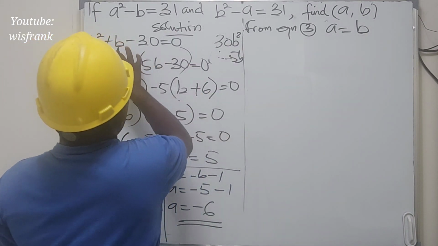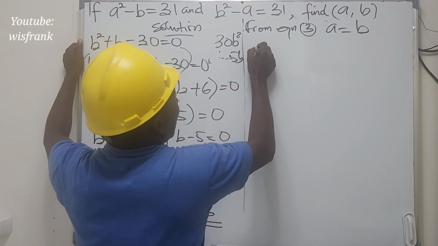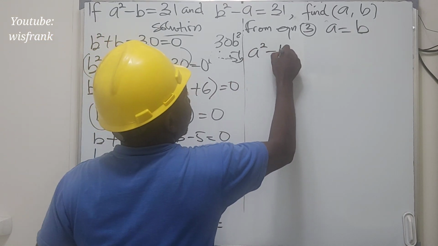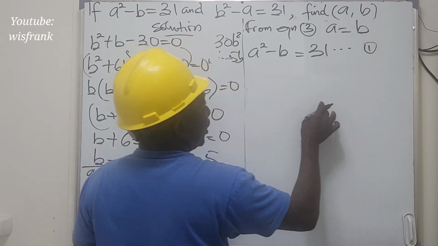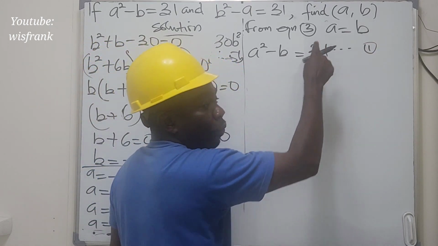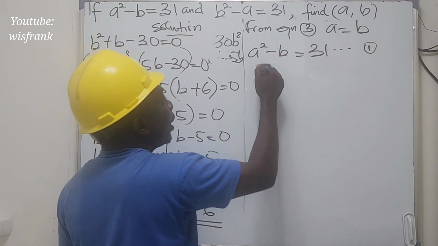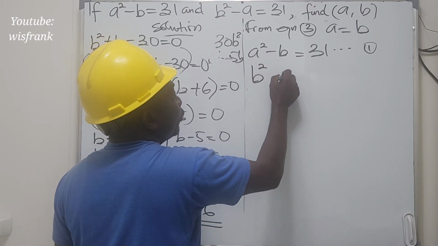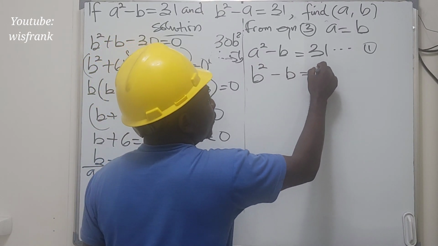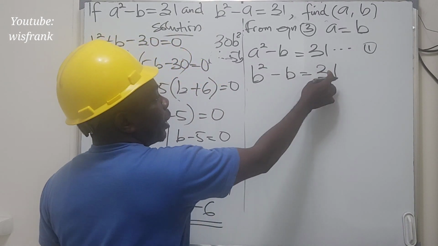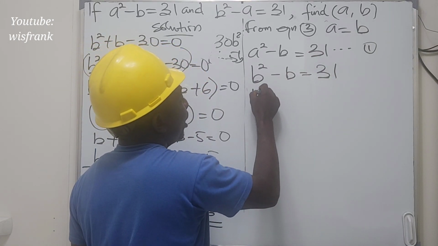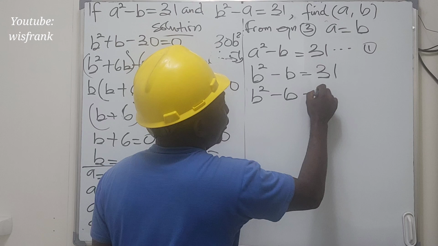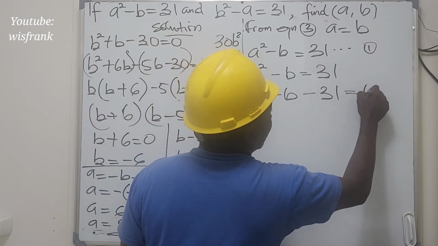Then from equation 1, which we said that a to the power of 2 minus b equals 31. This is equation 1. So substituting the value of a equals b into equation 1, we have b to the power of 2 minus b equals 31. So transposing 31 to the left hand side, this will become b to the power of 2 minus b minus 31 equals 0.